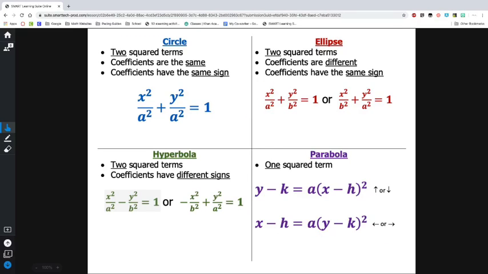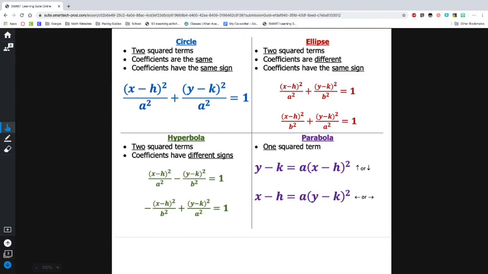All right, so shifted equations, though, look a little bit different. So what happens is we take the standard equation, and what happens if we're looking at a circle whose center is not (0, 0)? The last slide showed equations where the center of the circle and the ellipse and the hyperbola were at (0, 0).